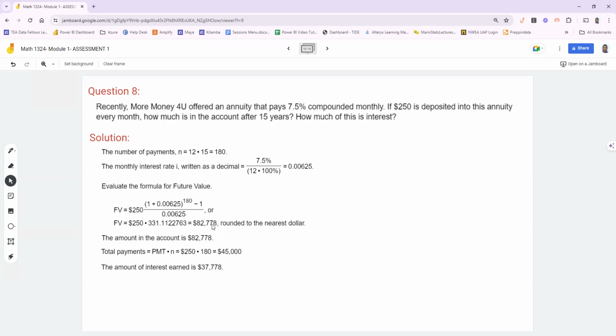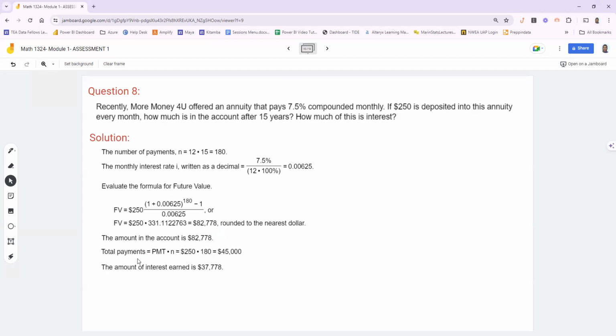Now the question is, okay, you're going to pay $82,778 for them. When you want to borrow $250 from them every month for the next 15 years, how much are you getting? How much are you paying for interest?